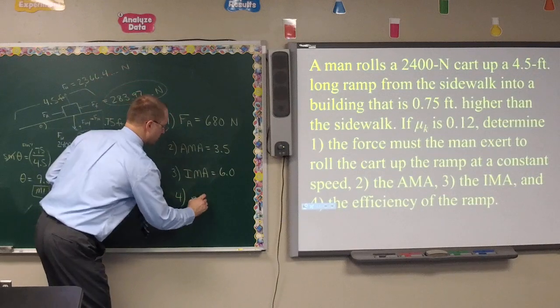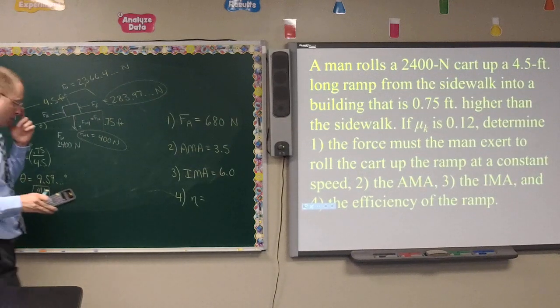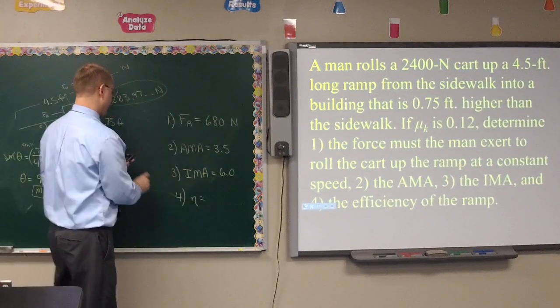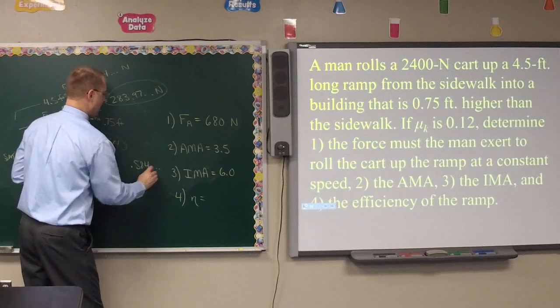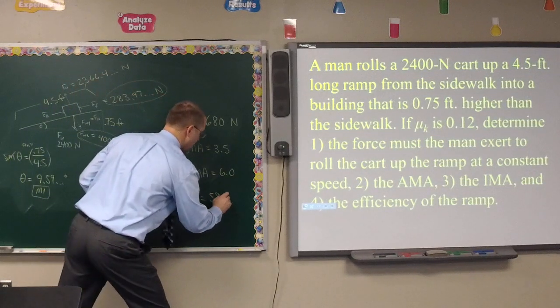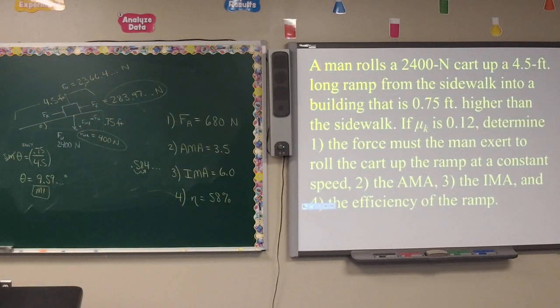Finally, we need the efficiency. How do I find efficiency? Good. Output work over input work as a percent, or AMA over IMA as a percent. So I'm going to take recall 3, memory 3, which is 3.508, divide that by 6 to get what efficiency? 0.584, blah, blah, blah, but making it a percent, move it 2 places to get 58.4%, or since it's 2 sig figs, 58%.